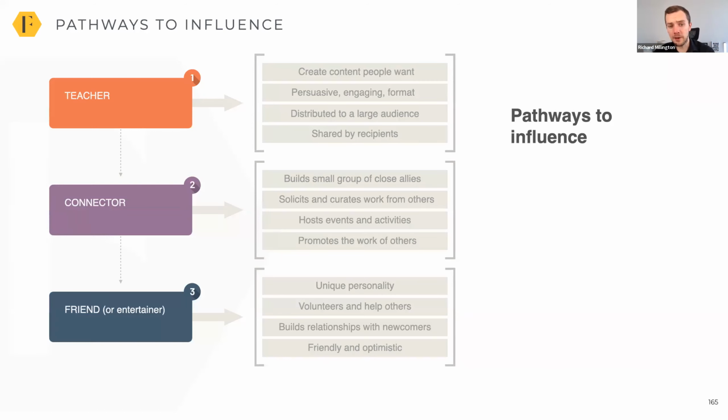Other people take more of a connector-based approach, where they work with a small group of top members in that community. They solicit and curate the work from others. They host events and activities, and they're very much about engaging one-to-one at that level. And other people just have this unique personality where people just are drawn to them. They're very good at building relationships. They're very good at being friendly and optimistic. Just have that personality that people want to associate themselves with.